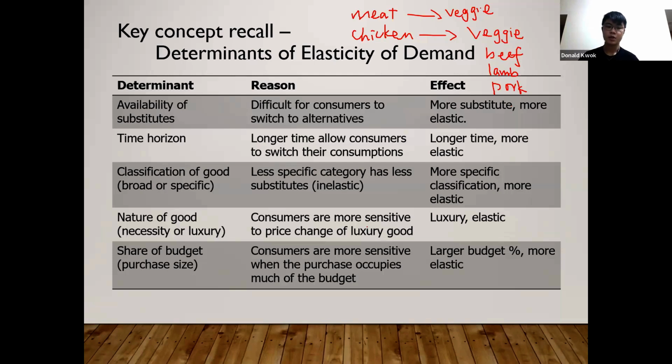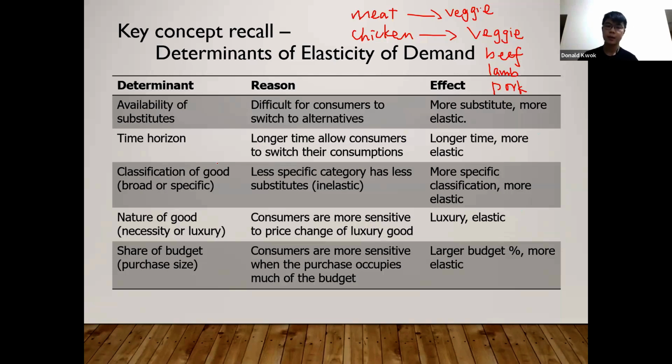And finally, about share of the budget or the purchase size. If the good accounts for a larger portion of your budget, then the demand will be more elastic, simply because if it accounts for a larger budget, then you would be paying more attention to the price change. And this shows that you are more sensitive to the price change and thus have a more elastic demand.